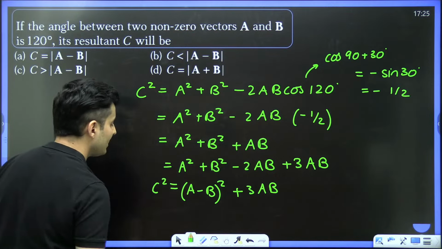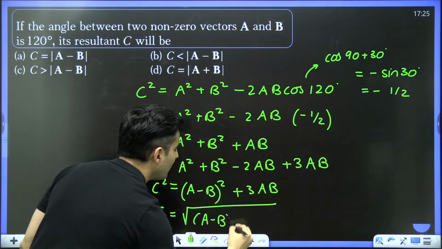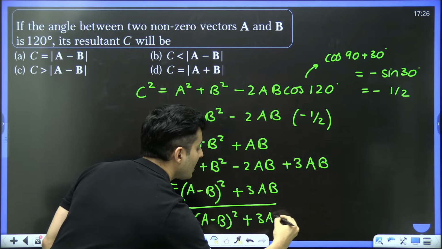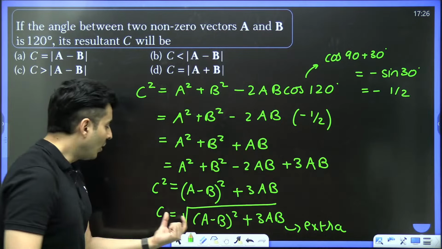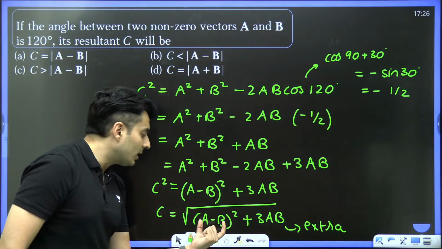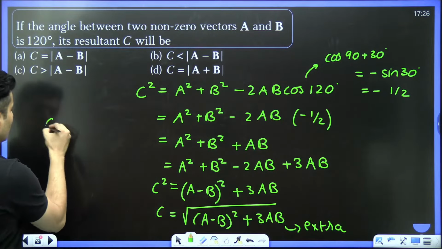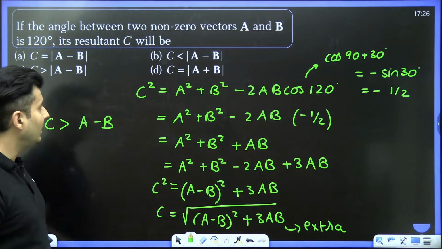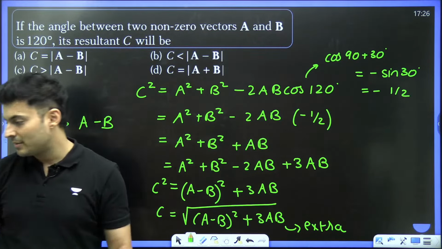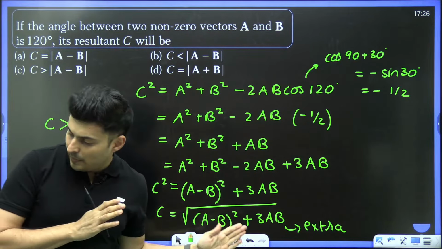So this is nothing but c square. So c will be root of a minus b square plus 3ab. Now this is my extra term over here. Obviously c will not be just equal to a minus b. It will be something more than that. So c will be anyways more than a minus b. Definitely. Is that okay?